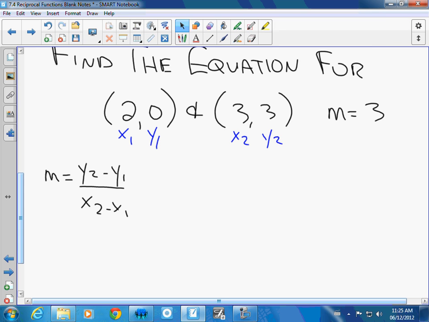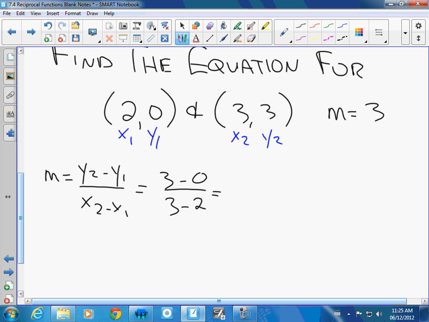Let's plug in what we know. What's y2? 3. What's y1? 0. What's x2? 3. What's x1? 2. Which is 3 over 1, which is 3. Didn't we know that, though? Yeah. You can do it mathematically, but sometimes it's better just to use the old brain, the old noggin.